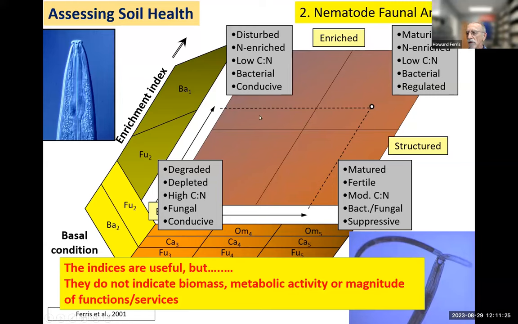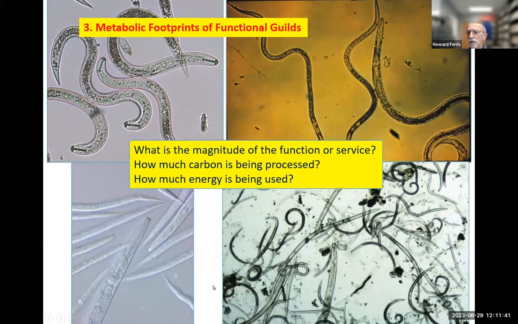And we can have 100 nematodes in here that would plot there, or we could have 10,000 nematodes and it would plot here. And we'd have to say if there were 10,000 nematodes, the functional activity there would be greater than if there were 100. So how are we going to deal with that? What's the magnitude of the function or the service? How much carbon is being processed? How much energy is being used?